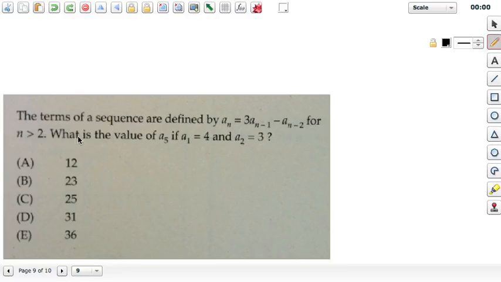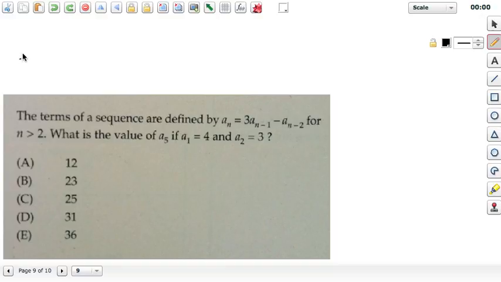Okay, for this one, let's go ahead and read the question and interpret it. The terms of a sequence are defined by the nth term as 3 times the term before, n minus 1, minus the term before that, n minus 2, for n greater than 2. What is the value of the fifth term if the first term is 4 and the second term is 3?